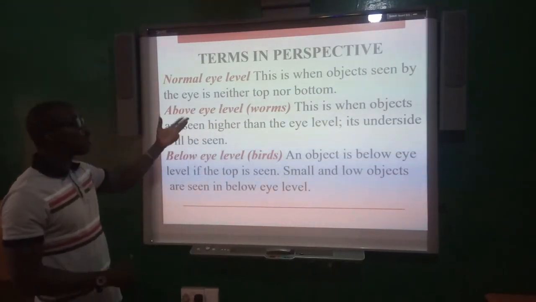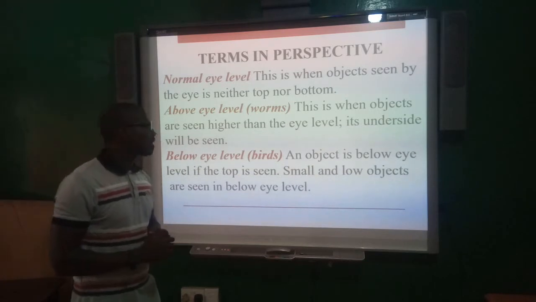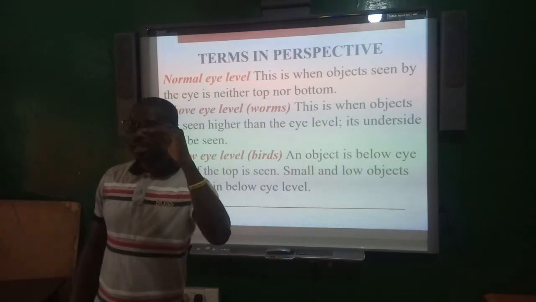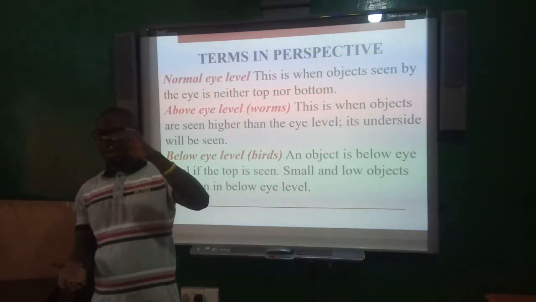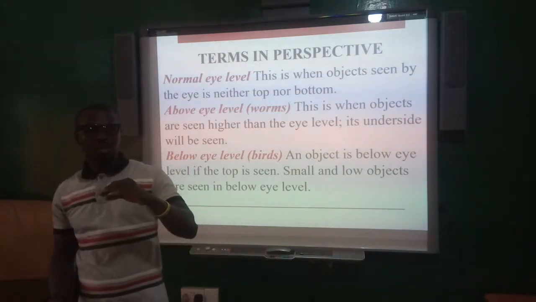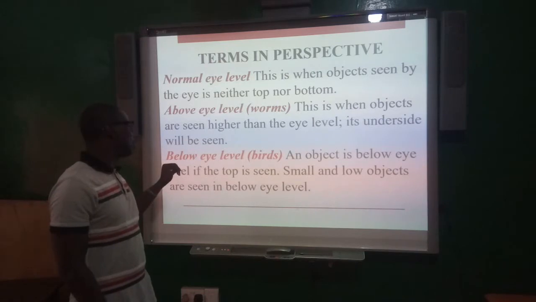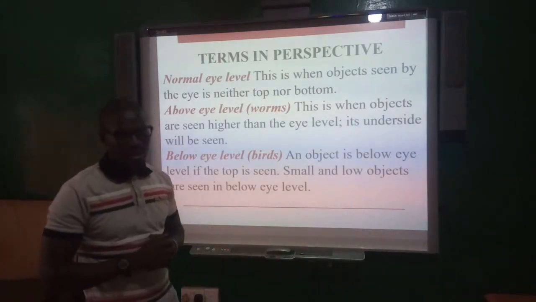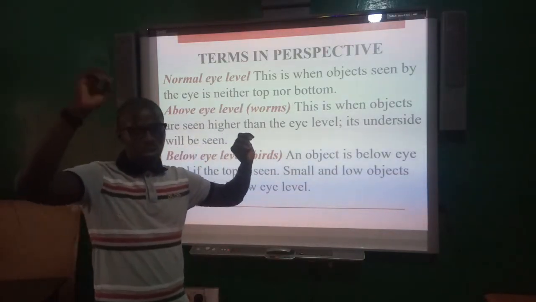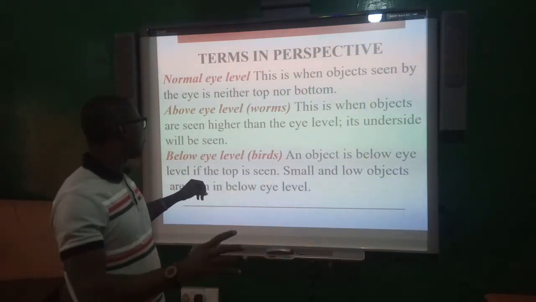We also said above eye level. This is when objects are seen higher than the eye level. Its underside will be seen. When we look at above eye level, the under part of the object is seen. You wouldn't see the top part, but the under part of the object is seen. By so doing, we say it is above eye level. And then we also talked about below eye level, where the top part of the object is seen.